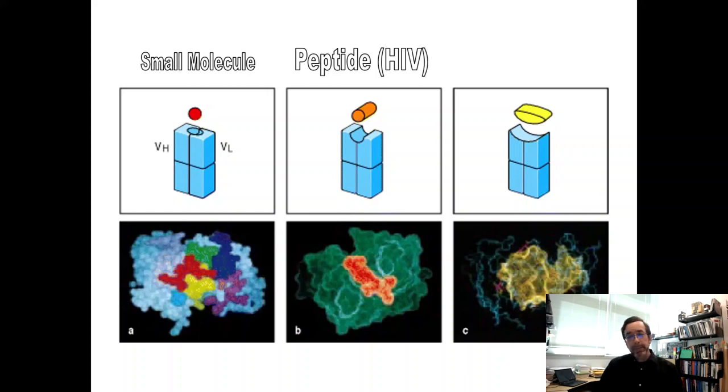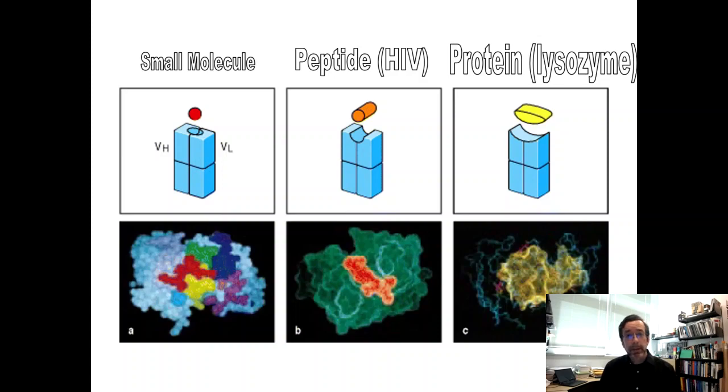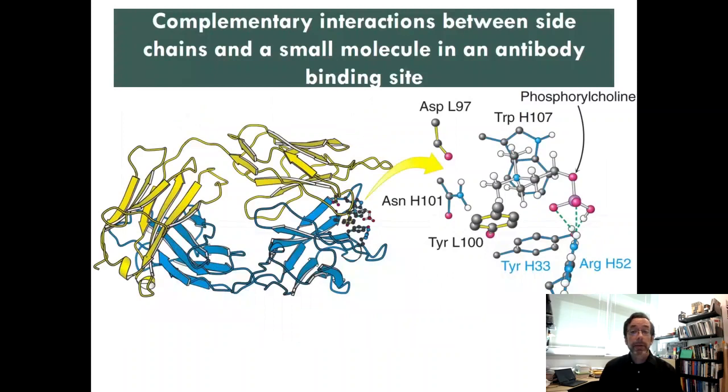And then of course you can have a big surface that binds a big thing, and it can bind another protein surface. This is an example of an antibody binding a lysozyme protein, just sort of a test protein that we use to study how the immune system works. So the complementary interactions between the side chains: if you zoom in on the loops, each of those is an amino acid, and each of them has a side chain. And so you can zoom in on the side chains, and for example, here's one to a small molecule antigen called phosphorylcholine.